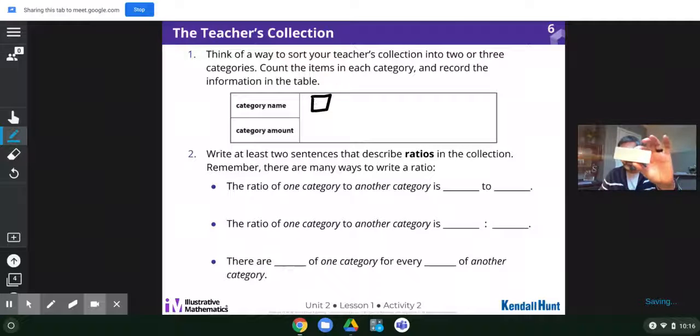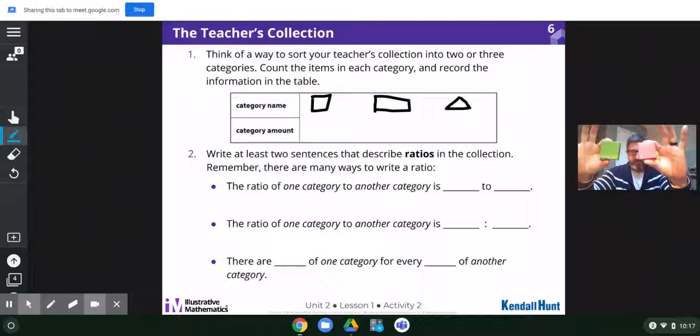Then I have a rectangle. That can be another category name. And I also have triangles. So we can make that a category name. All right. So now we count each category to see how many of each we have. So squares, I have 2 squares. Okay. So we're going to put that down here.